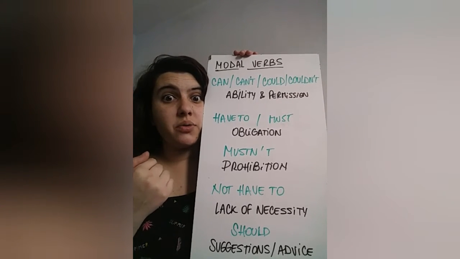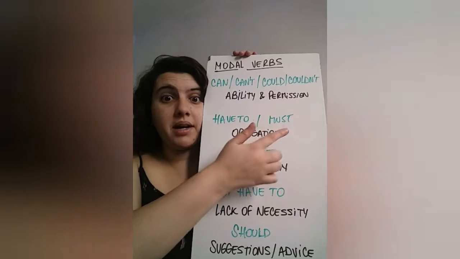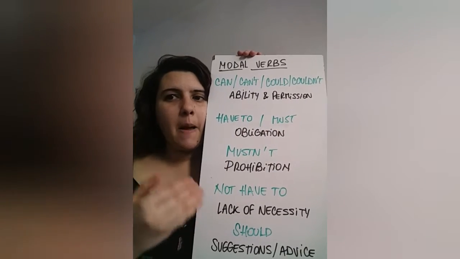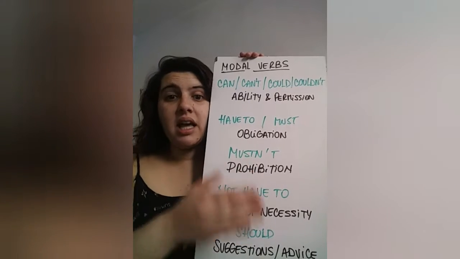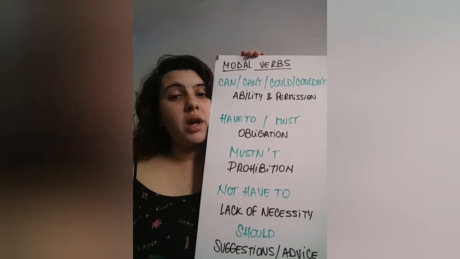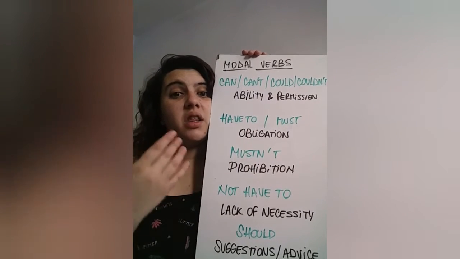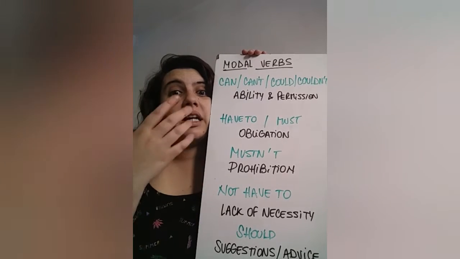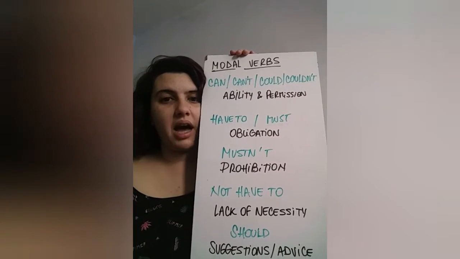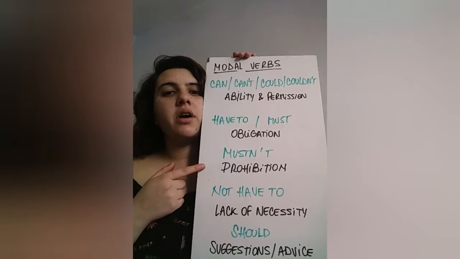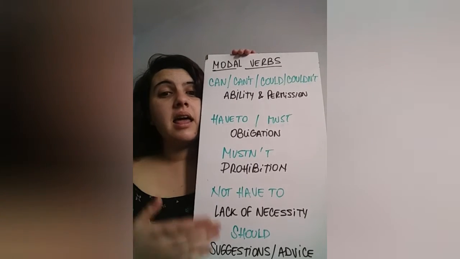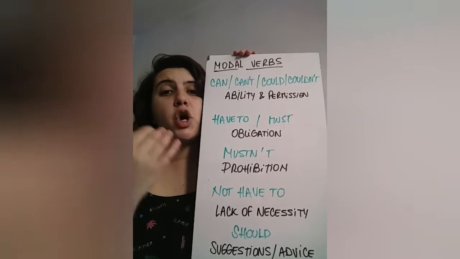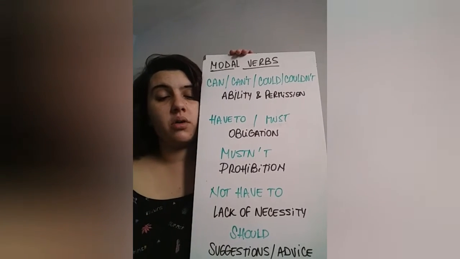So then we are going to revise have to, ¿sí? And must, que lo vamos a utilizar para hablar de obligación, ¿sí? El have to y el must. Cada uno tiene un significado distinto, un significado de obligación distinto que ya lo vamos a repasar también. Then we're going to revise mustn't, ¿ok? Mustn't lo utilizamos para hablar de prohibición, prohibition, ¿ok?